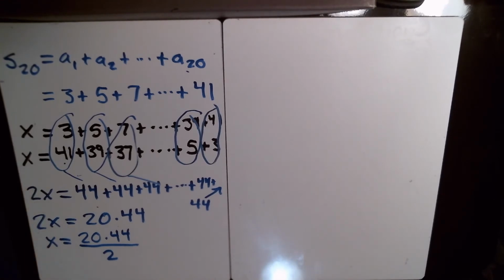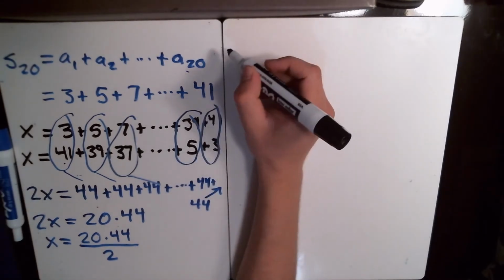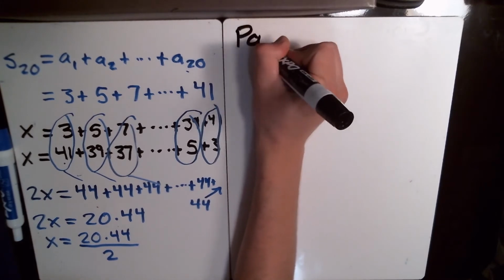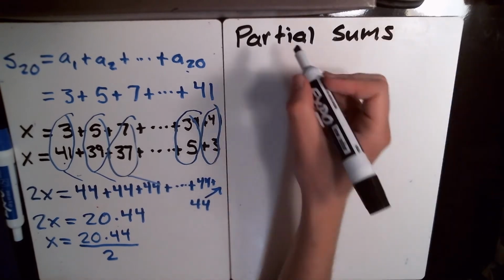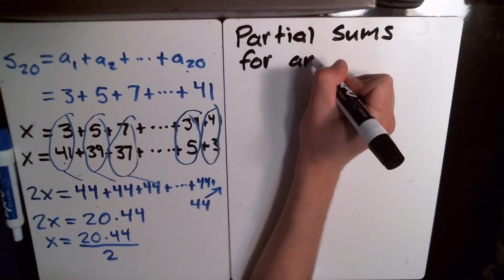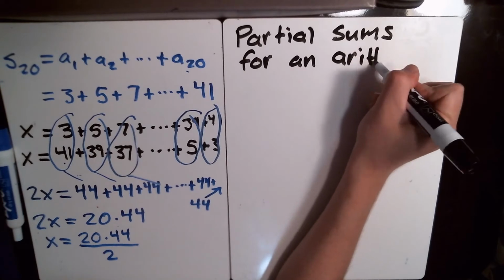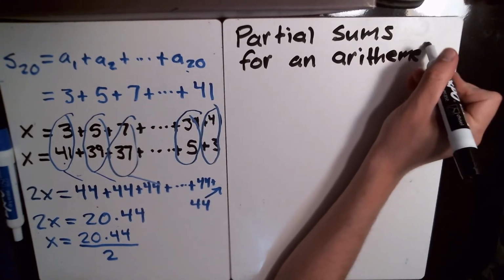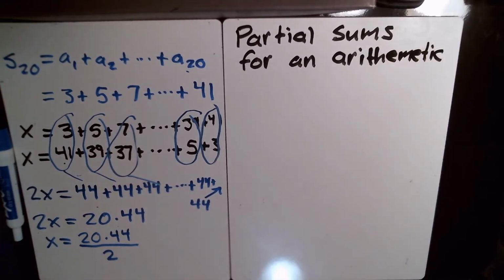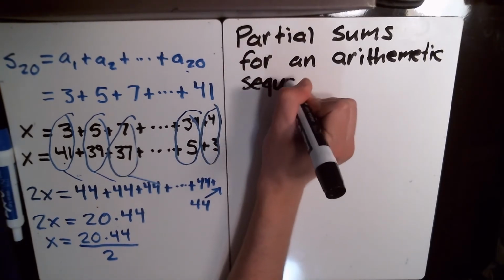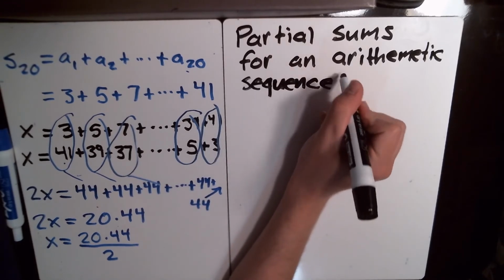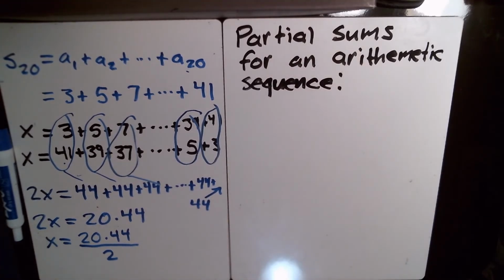Okay, so that leads to our main result here, that partial sums for an arithmetic sequence, and again, arithmetic just means it's linear, right? Partial sums for an arithmetic sequence. What do they look like?